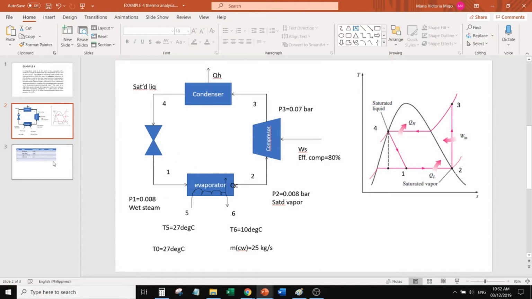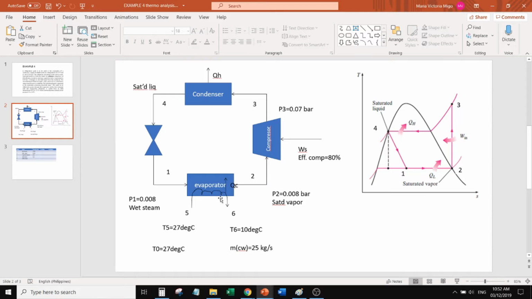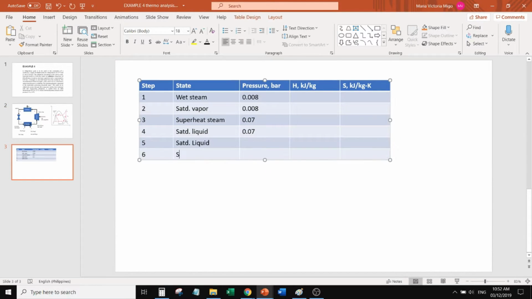Next is 5 and 6. Let's assume that we don't have subcooled property tables. So we can assume that this chilled water is in saturated liquid form. Supposedly it should be subcooled water, but since we don't have the property tables, we can assume that it's purely saturated liquid. Okay?